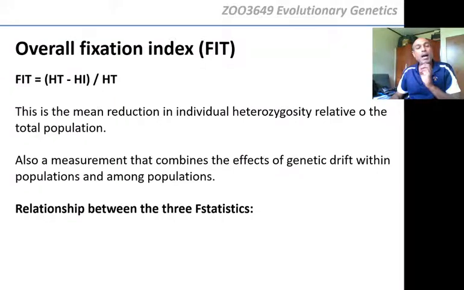So how are the 3 F statistics related? There's a formula that relates all 3 of them, and that is this: 1 minus FIT is equal to 1 minus FIS times 1 minus FST. That's a very, very easy formula. Very easy formula to remember.